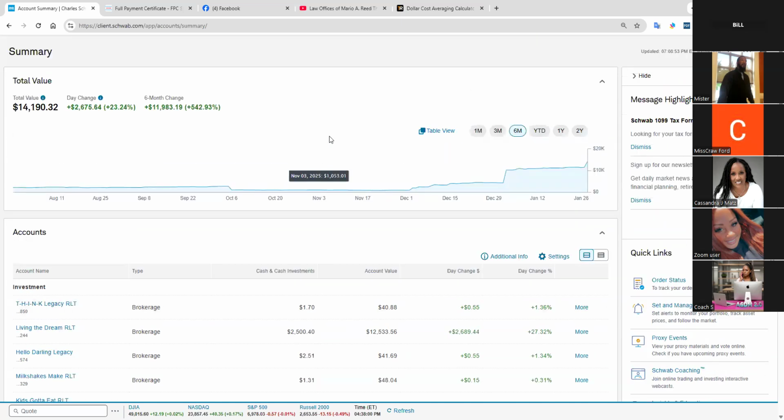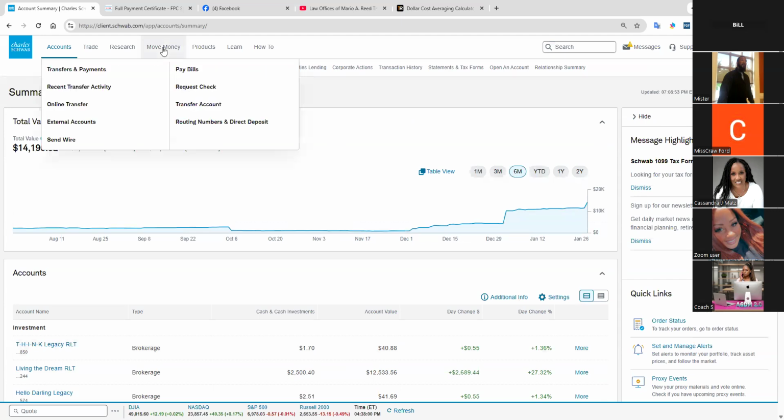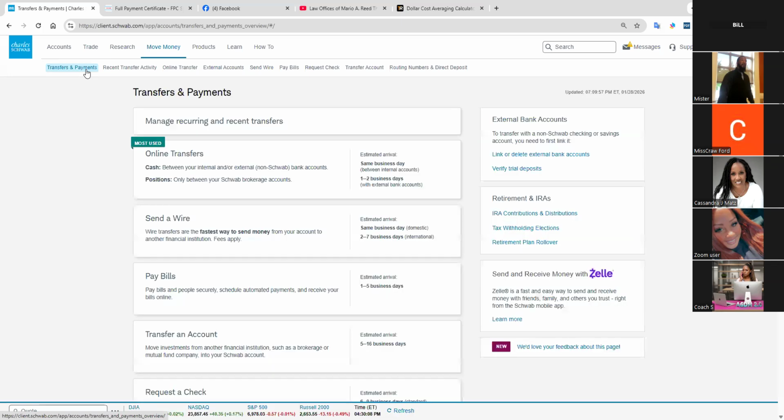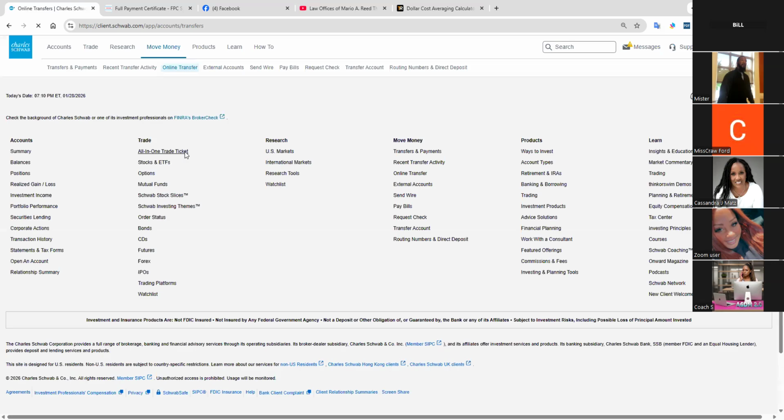Once you log into your account, you're then going to go to where it says move money. Then you're going to go to where it says transfers and payments. Then you're going to go to online transfers. Then from there, you're going to transfer over the money.